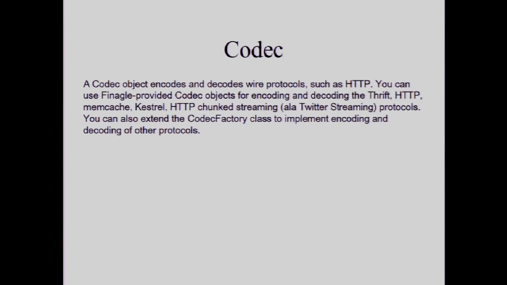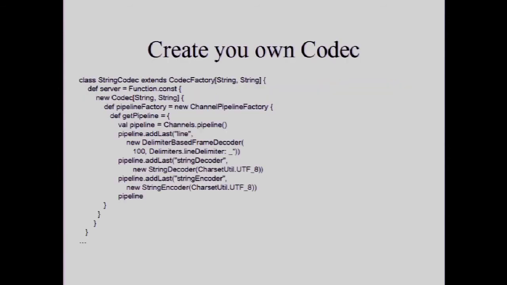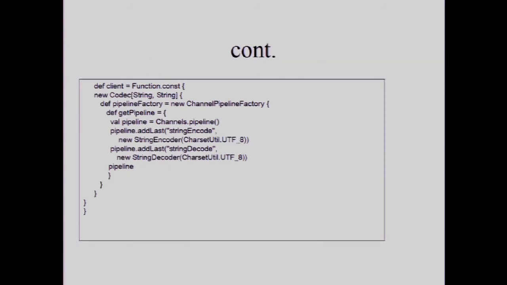As I mentioned, a codec encodes and decodes wire protocols such as HTTP. Basically, these are the ones they provide: Thrift, HTTP, Memcached, Kestrel, HTTP chunk streaming using Twitter, whatever. But you can write your own. Here's an example of creating your own codec, called string codec. Basically, it handles end of lines and stuff like that. Here's the rest of it. Once you create that codec, you can create a client using that codec, and you create a server using that codec, and then they can talk to each other.